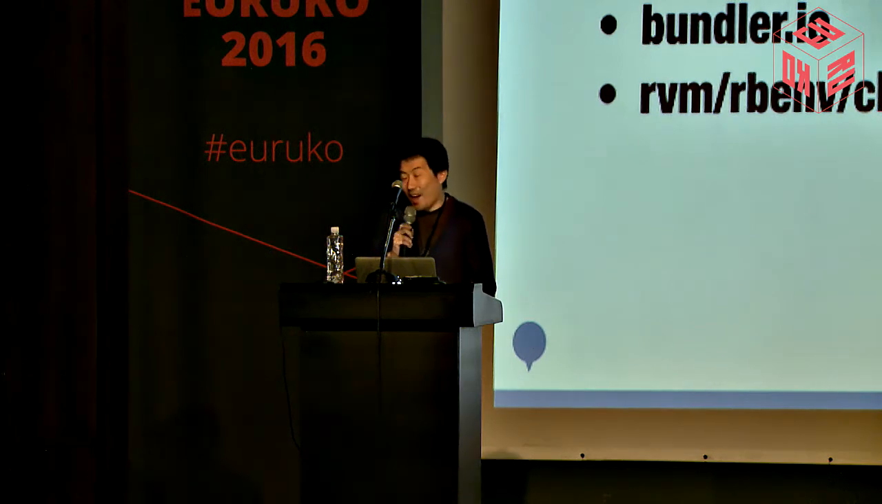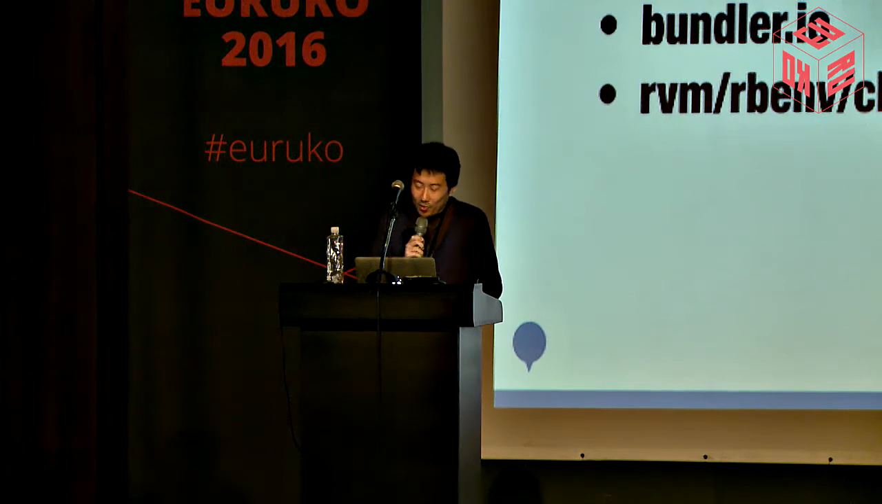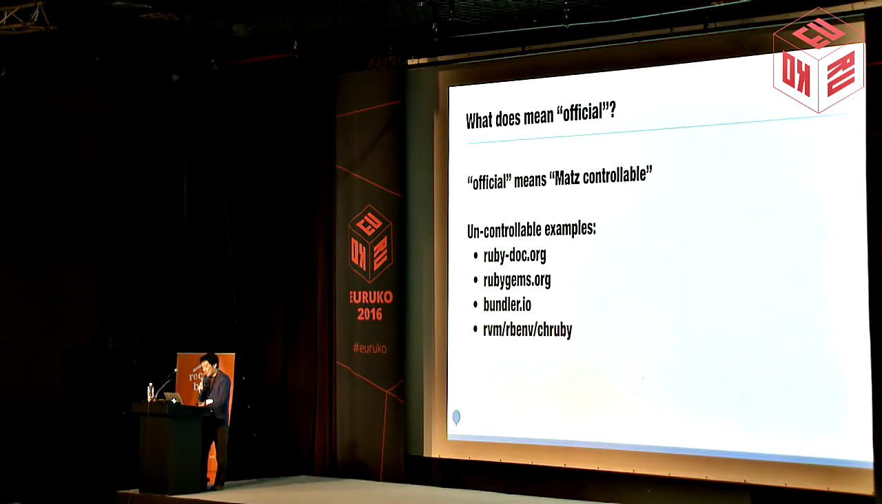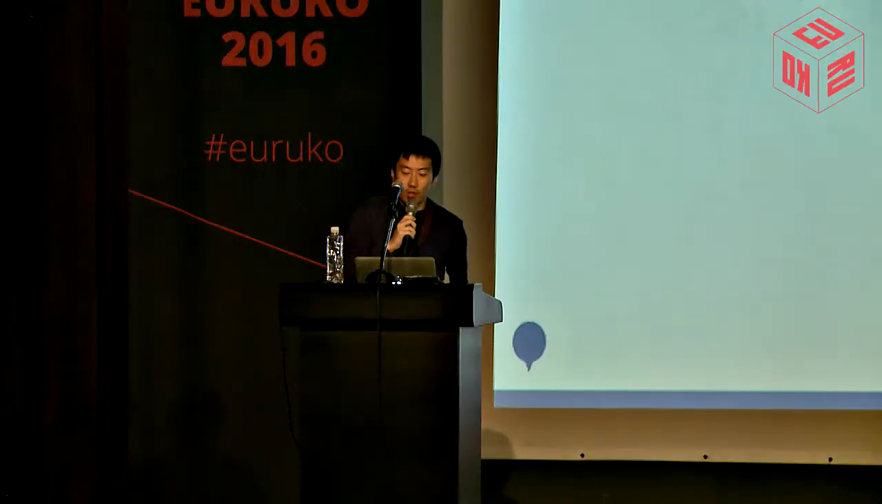Okay. So, RubyGems and Bundler, and Ruby package environment managers, so named RVM, and so on. So we cannot take care of these software, we cannot. So finally, Ruby licenses took its BSDL and Ruby license. So please see a file named copying file in Ruby source code.